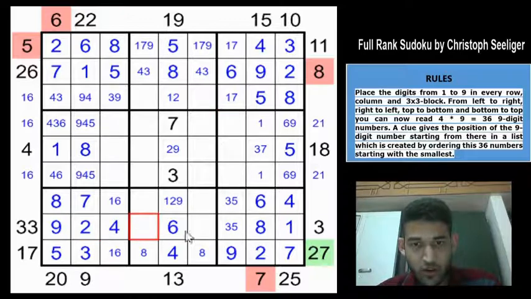So let us look at row 8 because it has 6 digits again. 1, 6, 8, 2, 4, 9. Remaining are 3, 5, 7. We can pencil mark them.